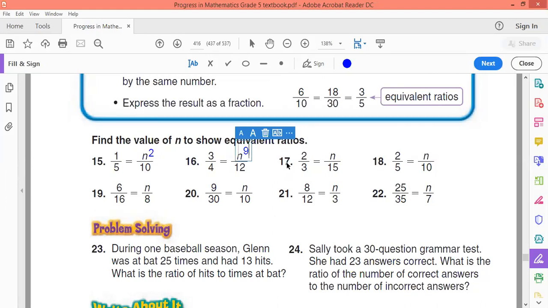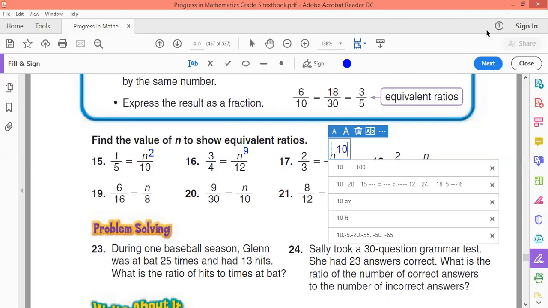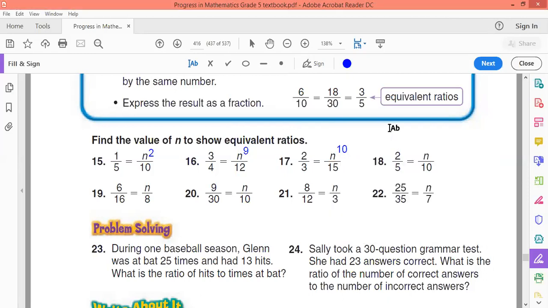Now, first Muhammad, then Omar. 10. How did you get 10? Because 3 times 5 equals 15 and 2 times 5 equals 10. Very good. 3 times 5 equals 15 and 2 times 5 equals 10. So it will be 10. Next one, Omar. Question number 18, it is 4 because 2 multiplied by 2 equals 4 and 5 multiplied by 2 equals 10. So it will be 4.